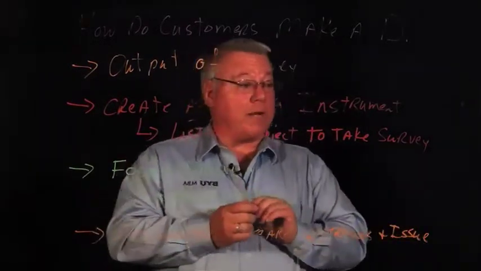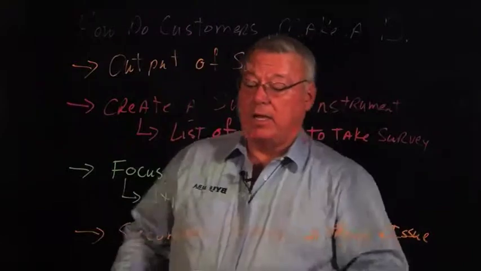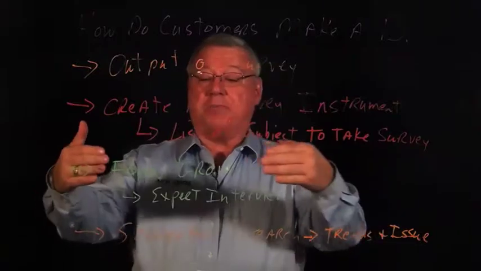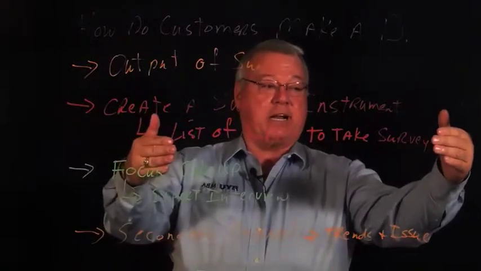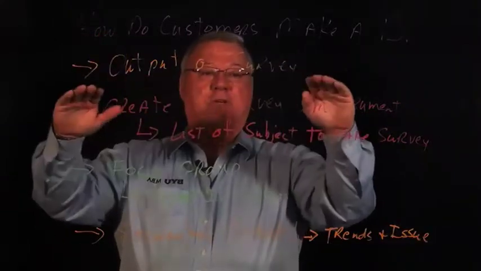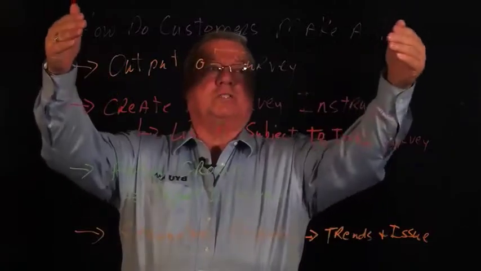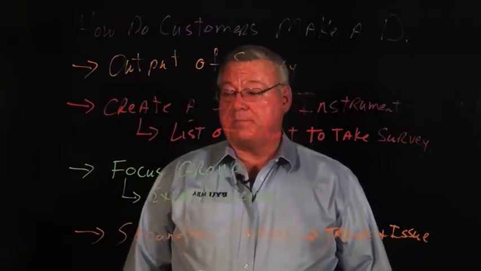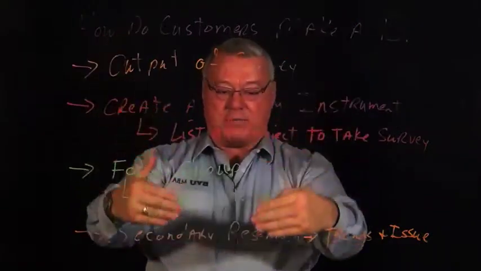So let's work back. So we've worked backwards. This is the answer of where we're trying to go, but we're first going to do the secondary research, which will lead us to expert interviews, which may lead us to a focus group, which then we will create a survey instrument and come up with a list of the subjects who are going to take the survey. From that, we will create an output of the survey that we have confidence in how our target audience is going to act, which will lead us to how do our customers make a decision. We got this list by starting with the answer and working our way backwards.